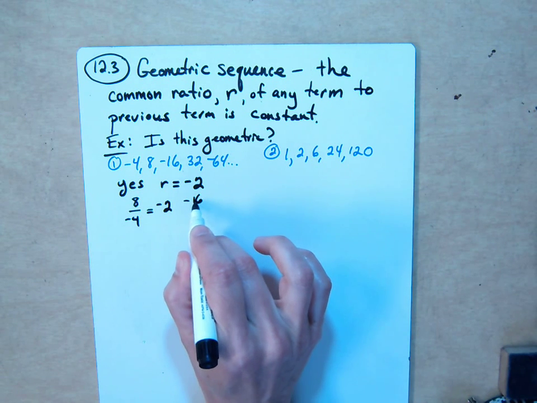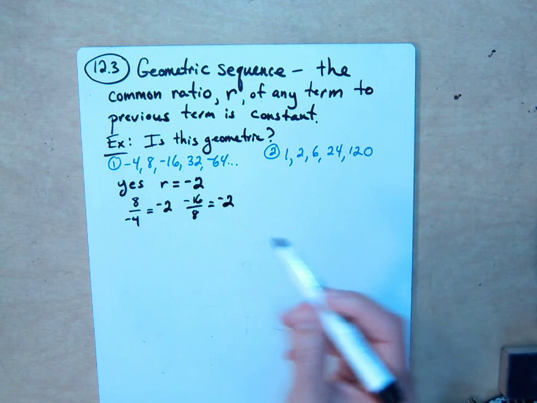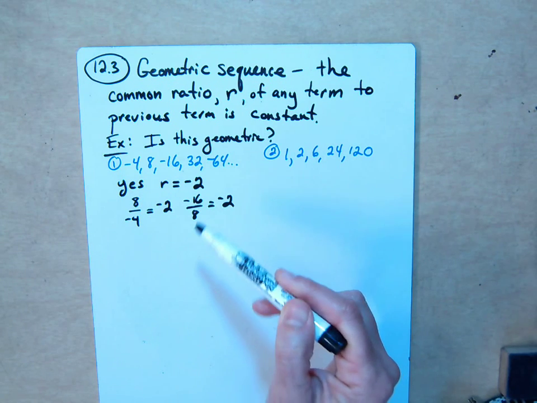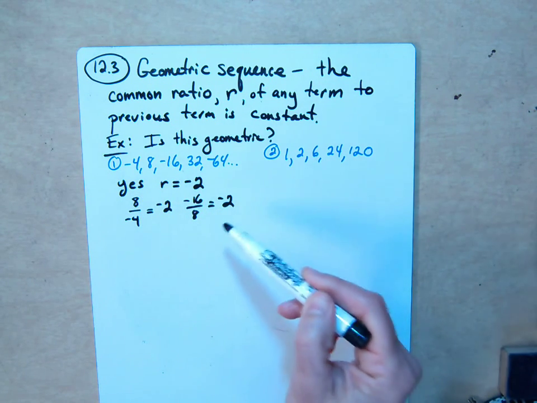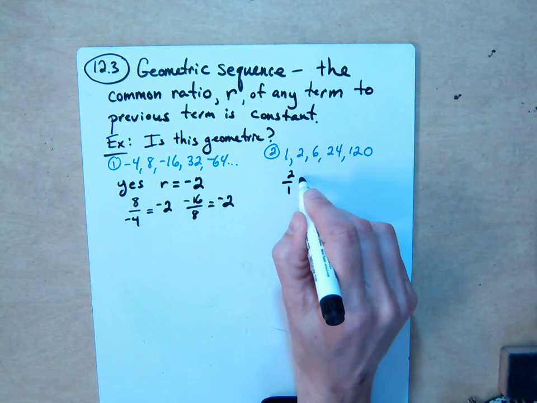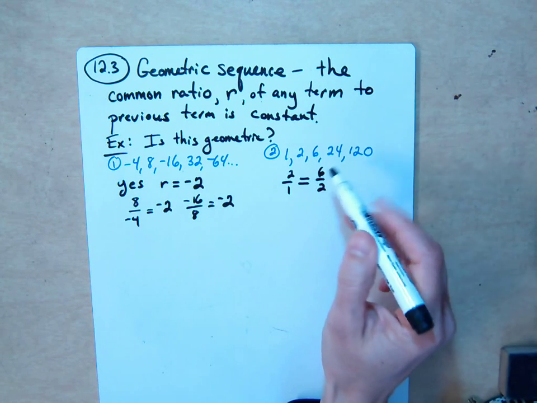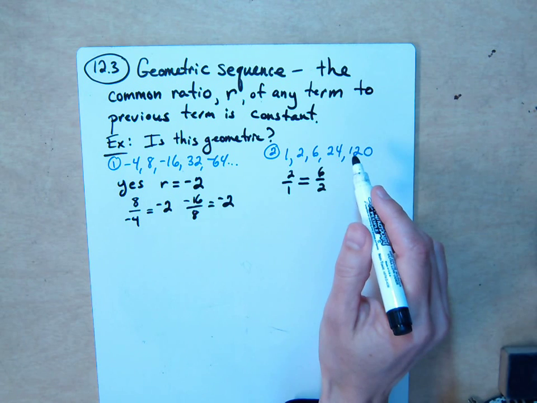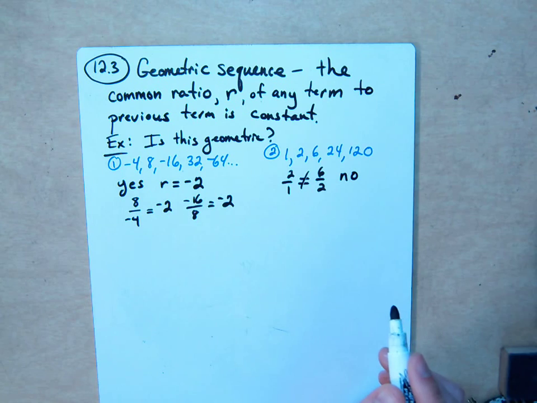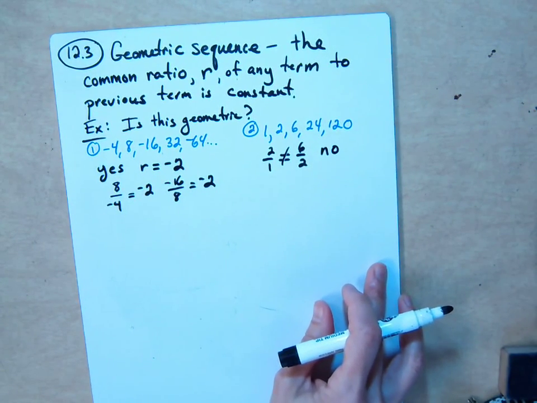And sure enough, -16 over 8 is also -2, and that has to work every time. That's what I mean by common ratio. A ratio is just a fraction of any term divided by the previous, and it will always give you a constant. So let's try it here. If we do 2 divided by 1, is that the same as 6 over 2? Nope. So this is not a geometric sequence. So that's the definition of it.